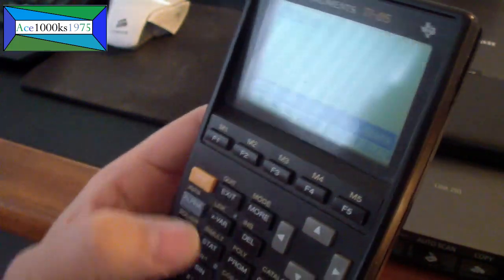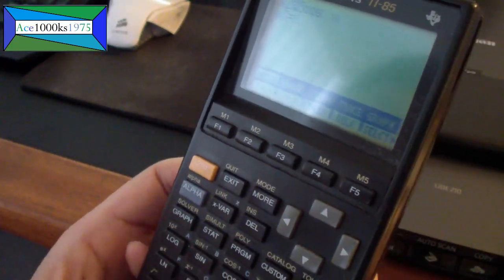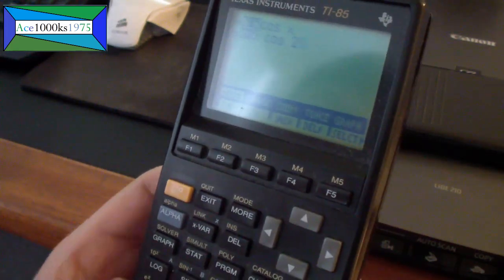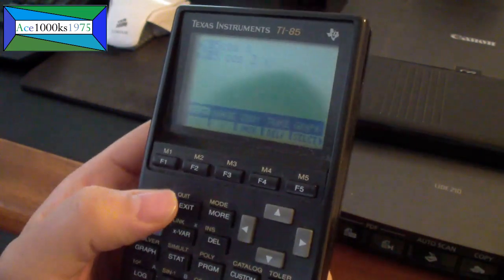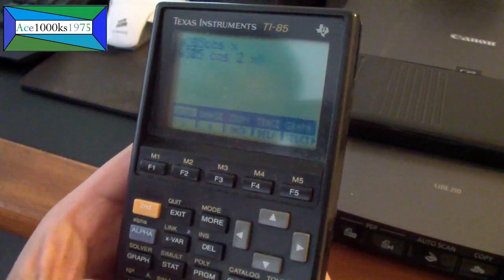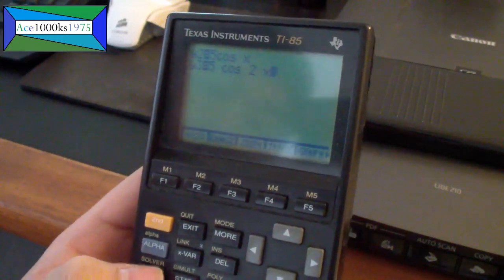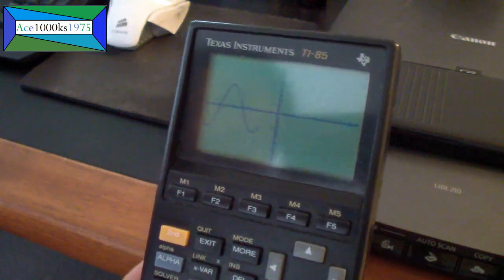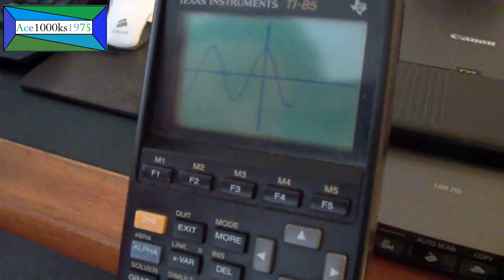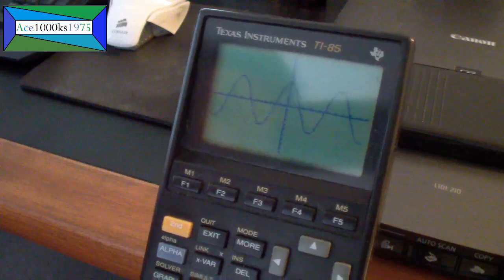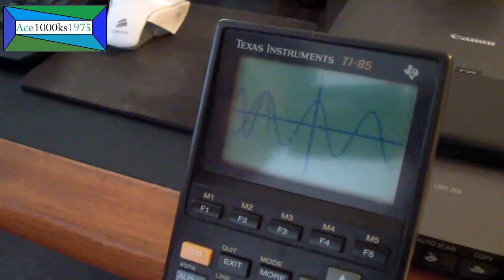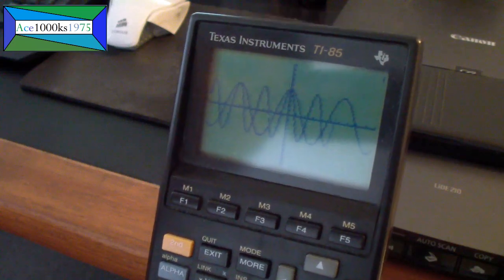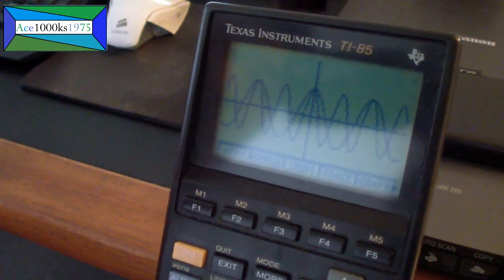So I'm going to do the next one. Let's put 5 cosine of 2x. Try that. See how long it takes to graph? It's not that powerful or anything. This graph has a bit. The next graph has a higher frequency, as you can see compared to the first one.